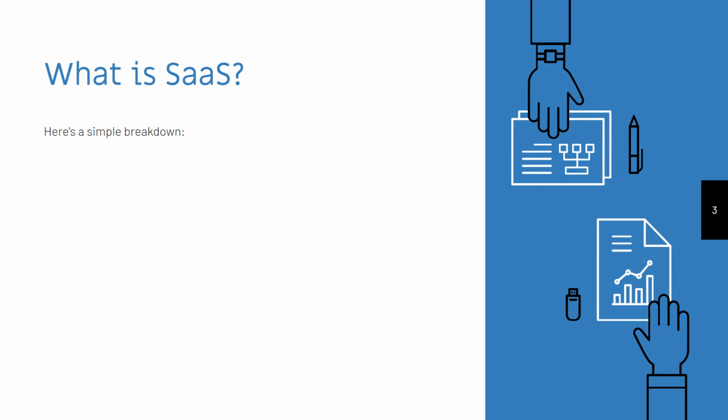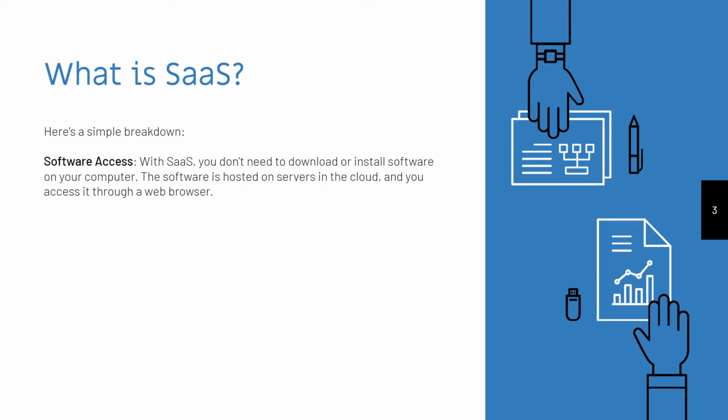Here's a simple breakdown. Software access. With SaaS, you don't need to download or install software on your computer. The software is hosted on servers in the cloud, and you access it through a web browser.